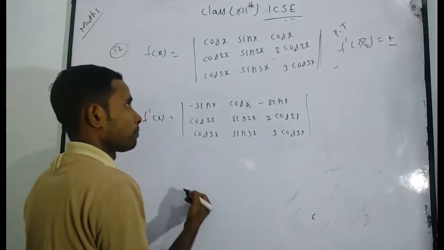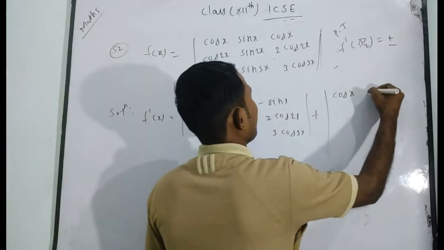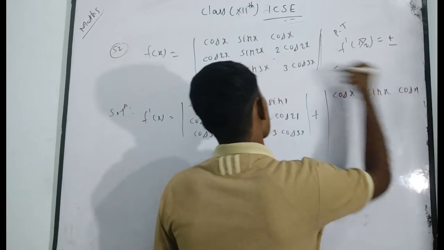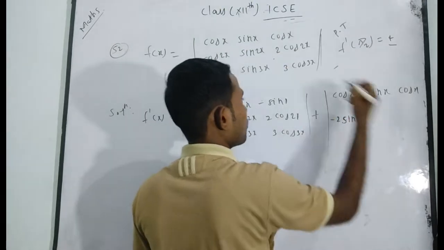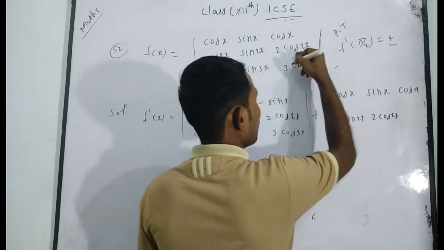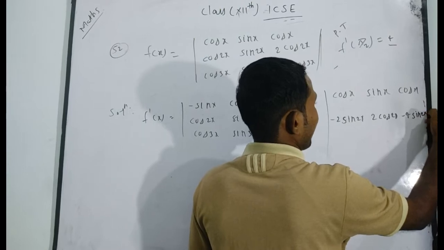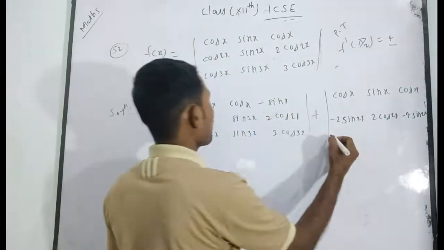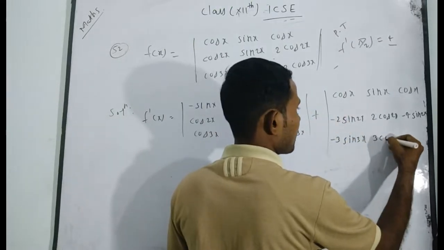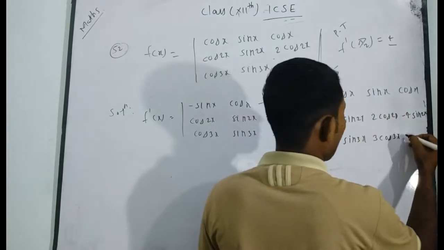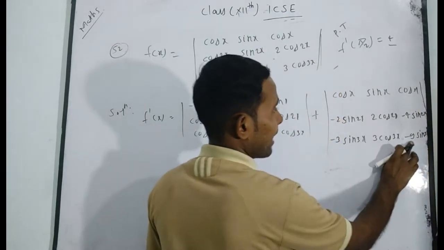I think you understand. Now take the second part. In the second part you take the first row as cos x, sin x, cos x. Now you differentiate the second row: the derivative of cos 2x will be minus 2 sin 2x, the derivative of sin 2x will be 2 cos 2x, the derivative of 2 cos 2x will be minus 4 sin 2x. And again, the derivative of cos 3x will be minus 3 sin 3x, the derivative of sin 3x will be 3 cos 3x, and the derivative of 3 cos 3x will be minus 9 sin 3x.